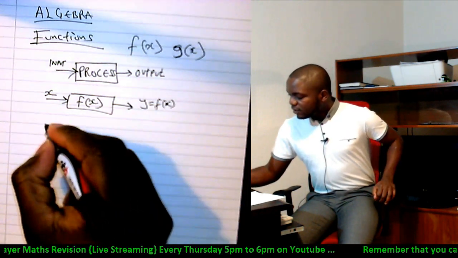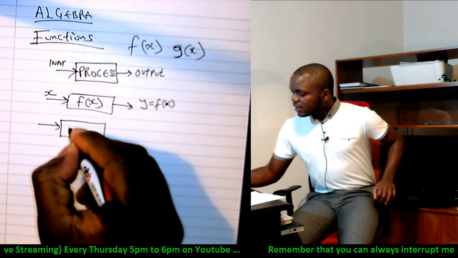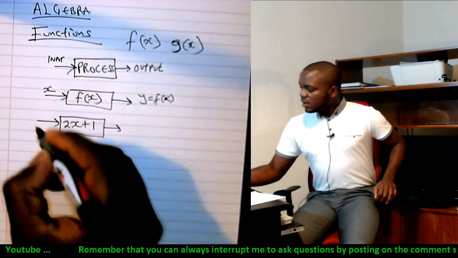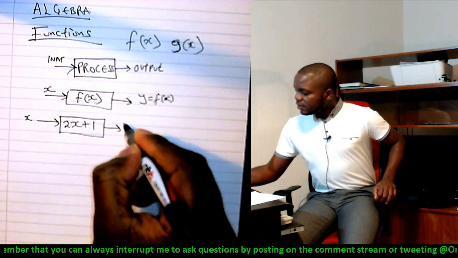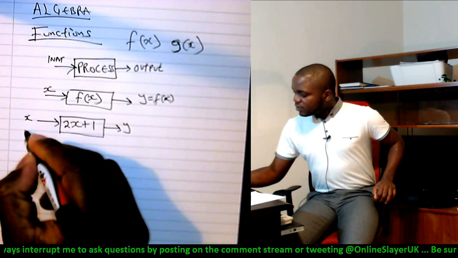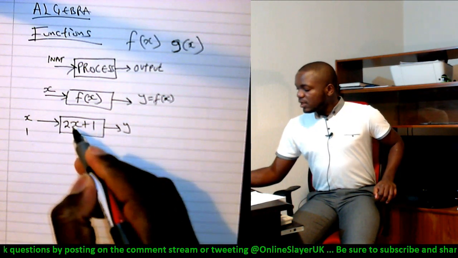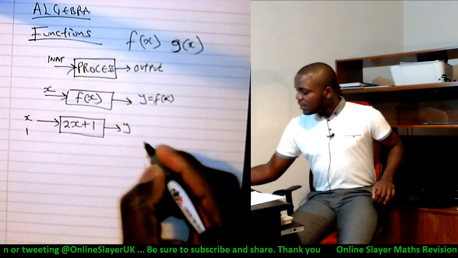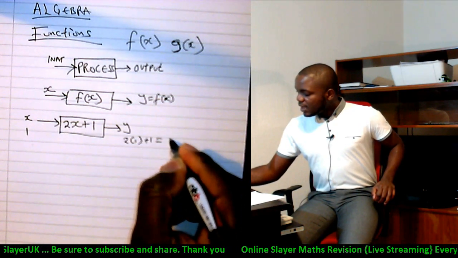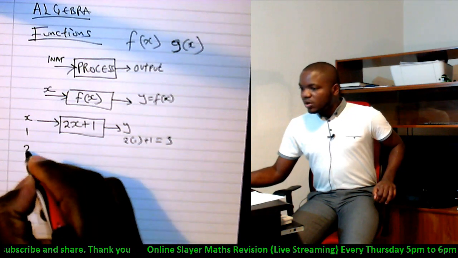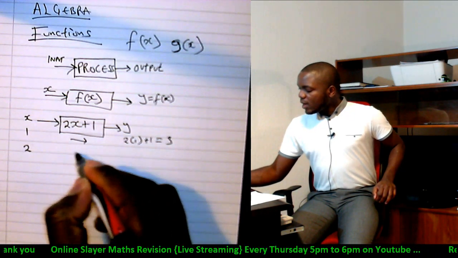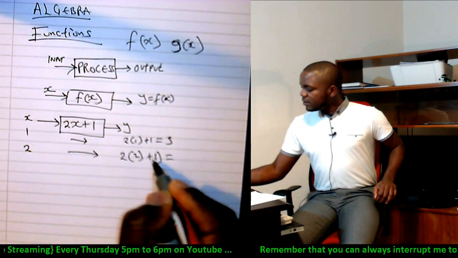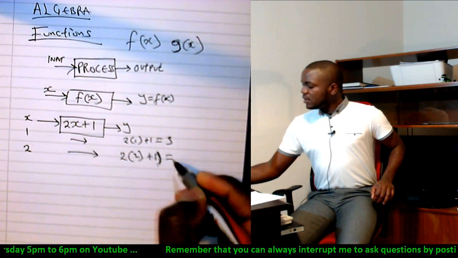For instance, take something like 2x plus 1 as a function. If you have x in here, you're going to get y. So if x is 1, what's y going to be? The function says 2 times x plus 1. So 2 times 1 plus 1, and that gives you 3. When x becomes 2, the function says 2 times 2 plus 1, and that gives you 5.